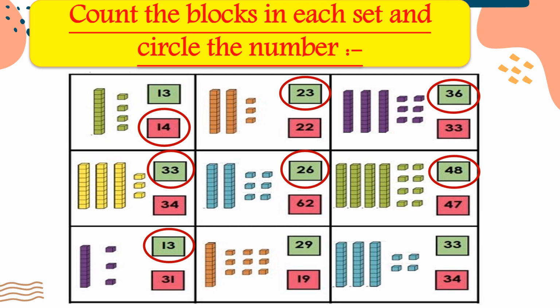Here, 1 stack and 1, 2, 3, 4, 5, 6, 7, 8, 9, 9 in the ones. So the answer will be 19. Here, 1, 2, 3, and 3 in the tens and 4 in the ones. So the answer will be 34.